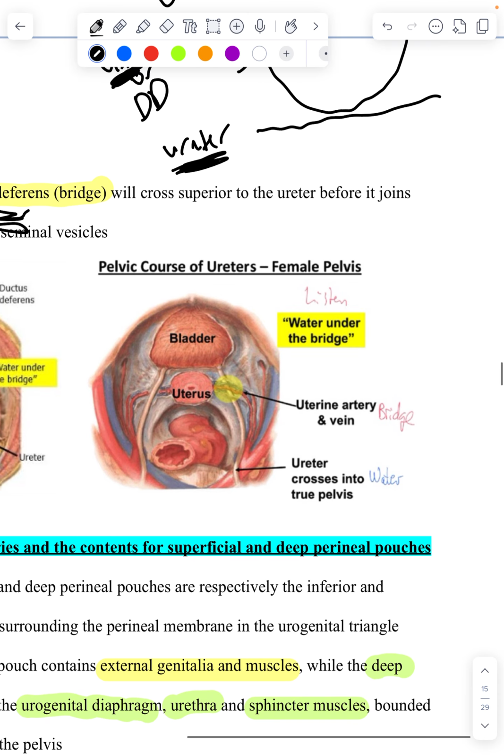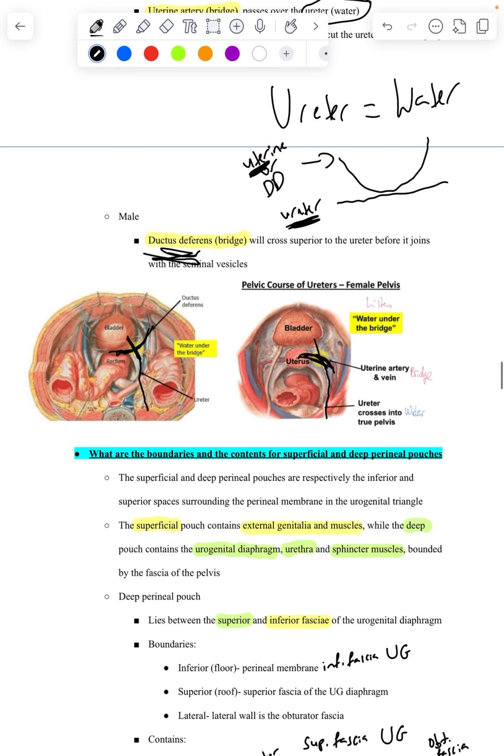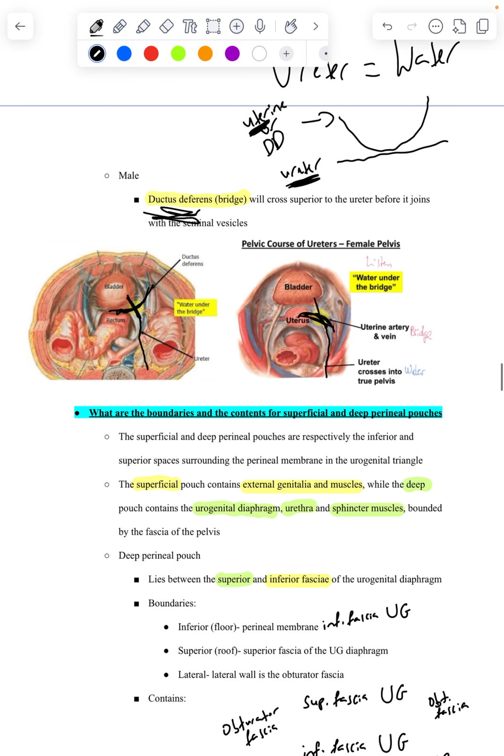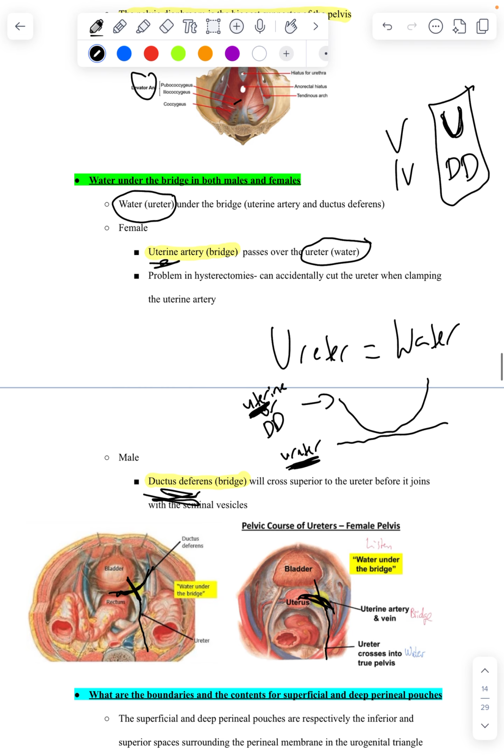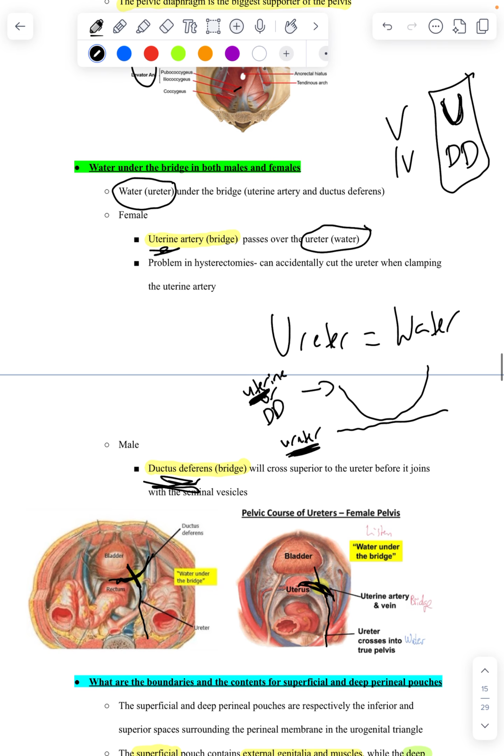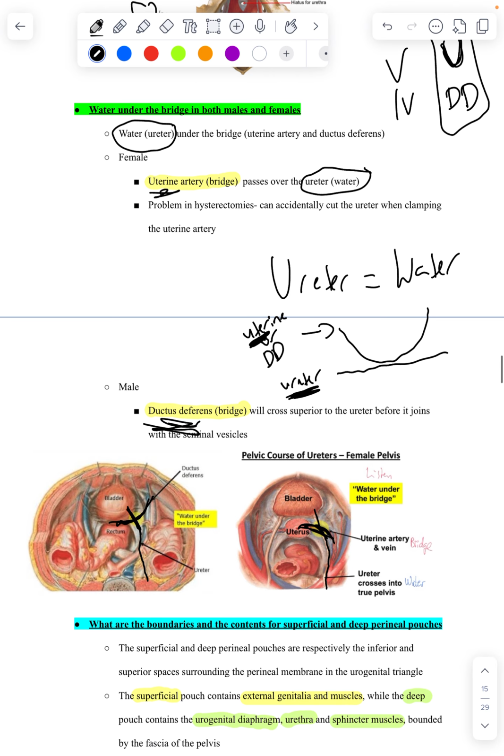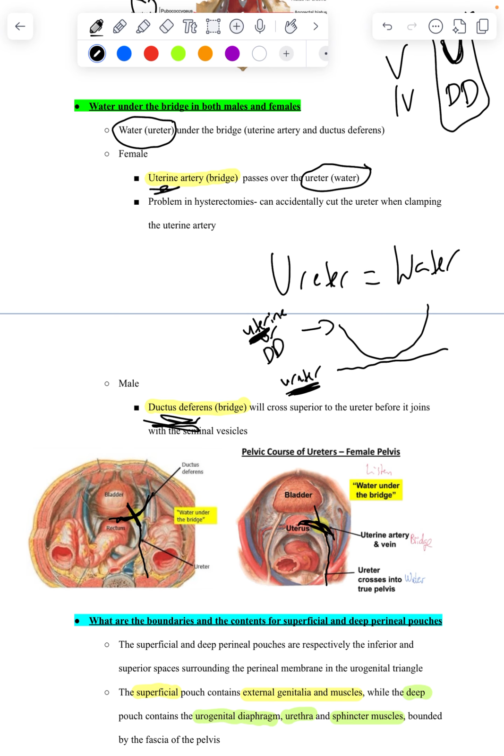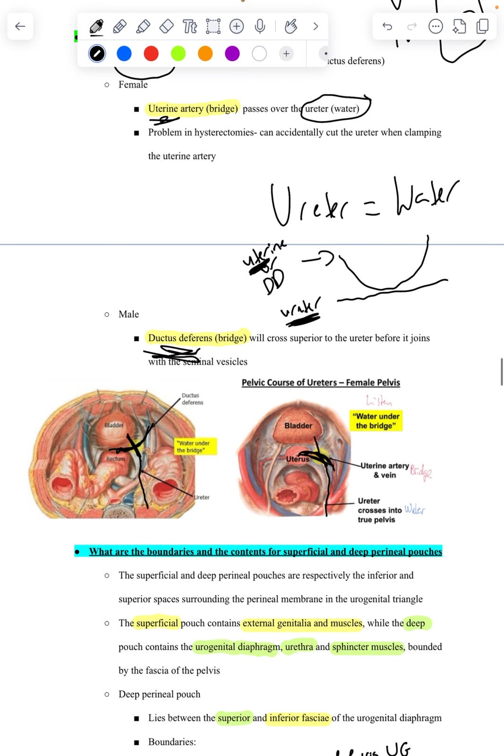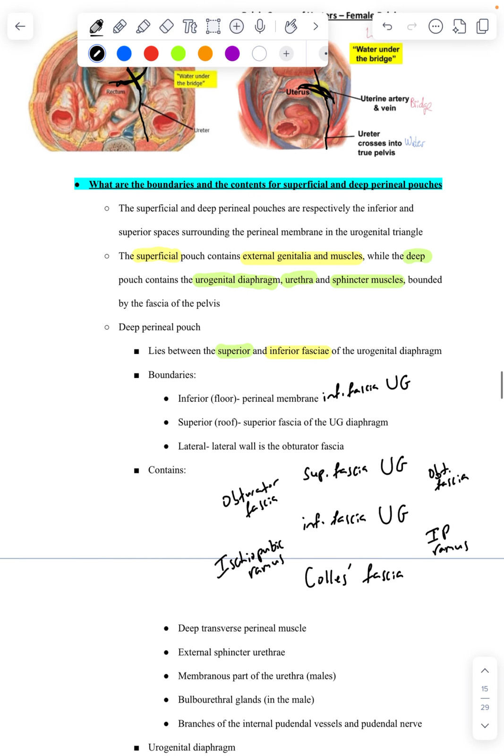Over here, ureter going down to the bladder is your water, uterine artery is the bridge. So the ureter is always the water, and the uterine artery or ductus deferens, the other stuff, is always the bridge.